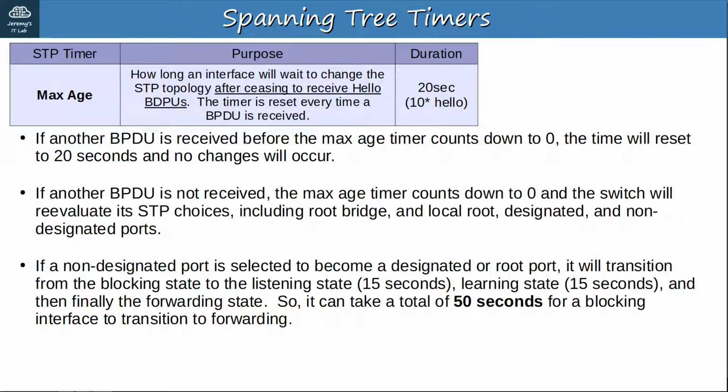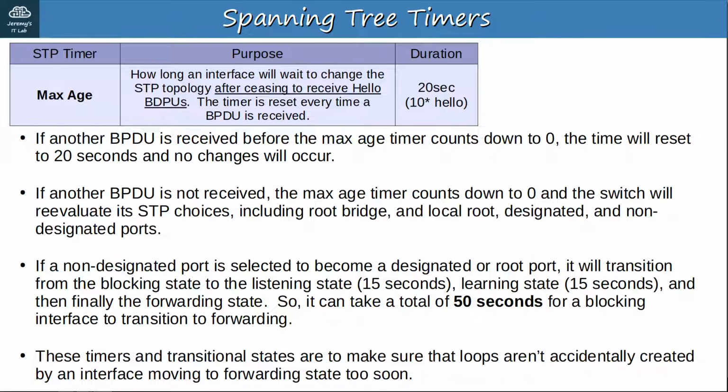Why does it take so long? Well, these timers and transitional states are to make sure that loops aren't accidentally created by an interface moving to forwarding state too soon. I showed you in the previous lecture how dangerous a layer 2 loop can be. That's why Spanning Tree Protocol is very careful about moving an interface to a forwarding state.